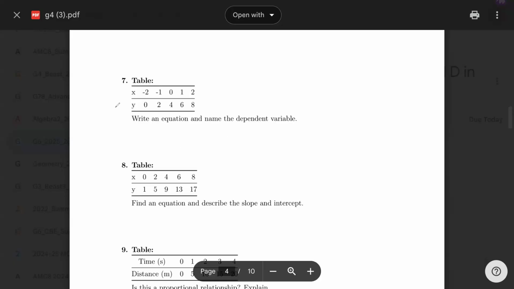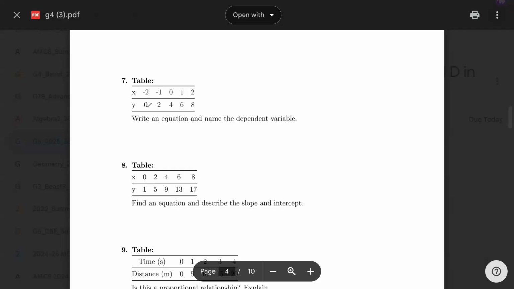Now when you look at this, how many units does y change for every 1 unit change in x? Who can tell me how many units y changes for every 1 unit change in x?